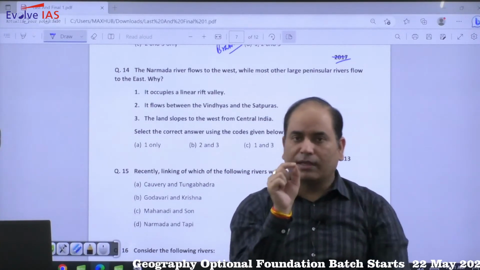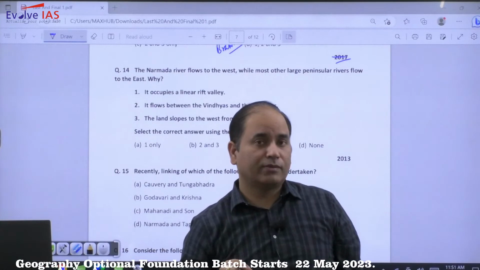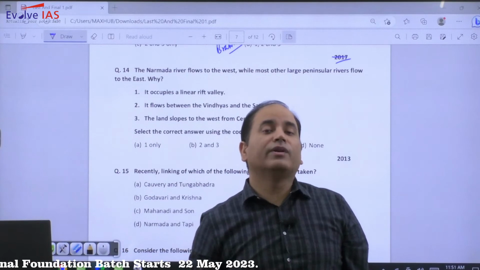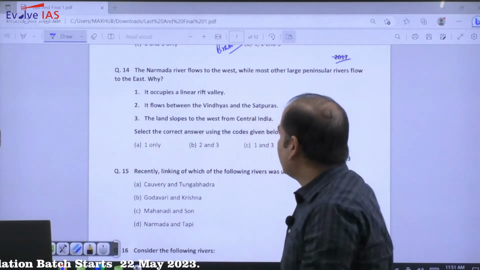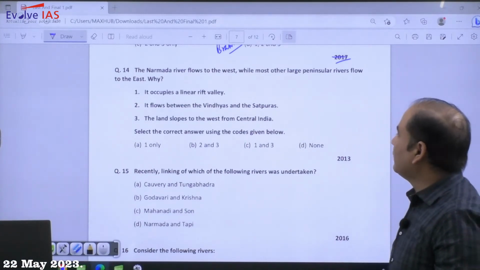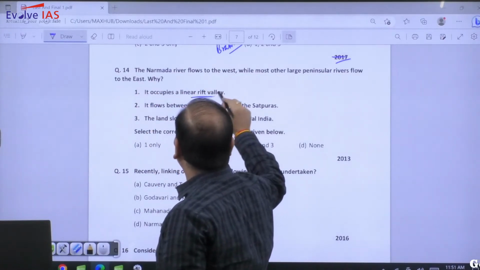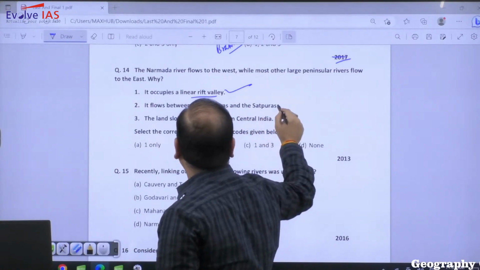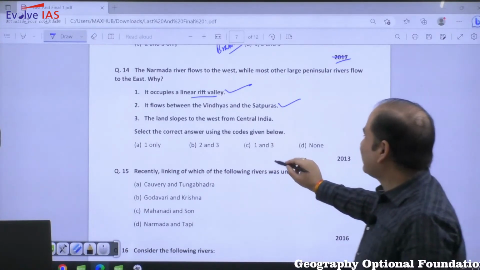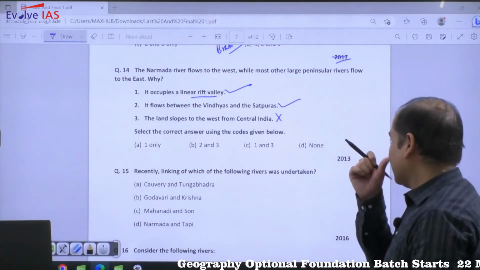The tilt is very clearly demarcated by the flow of rivers. Most of the rivers of the peninsula drain into the Bay of Bengal. Only two important rivers, Narmada and Tapi, flow west. Narmada and Tapi flow in a rift valley, so it occupies a linear rift valley, that is fine. It flows between the Vindhyas and Satpura, correct. The land slopes to the west from central India, this statement is incorrect.